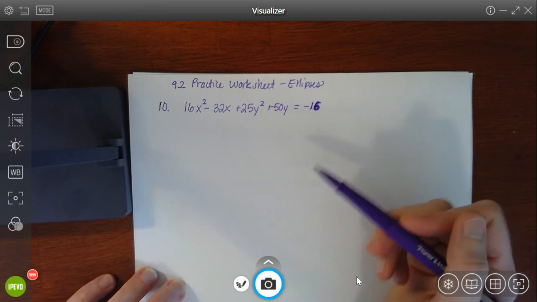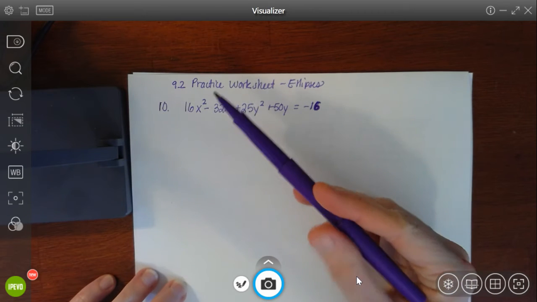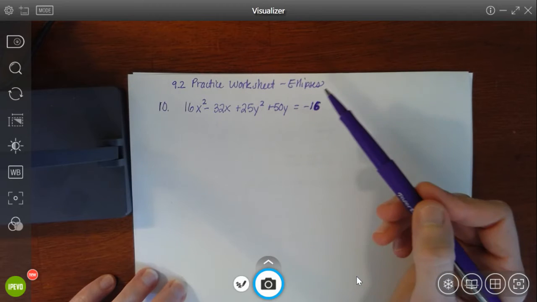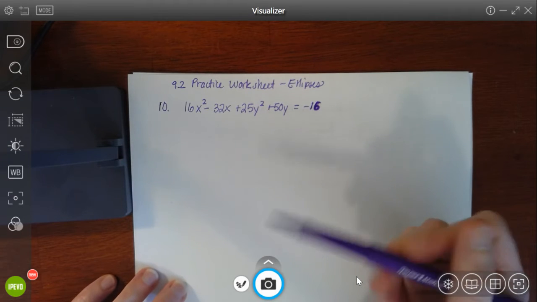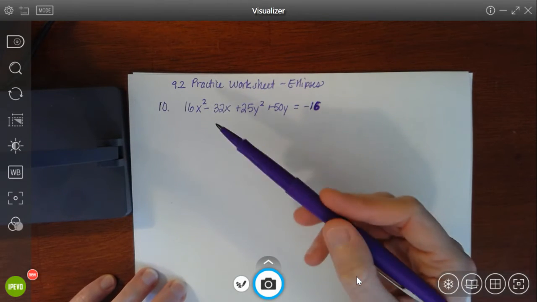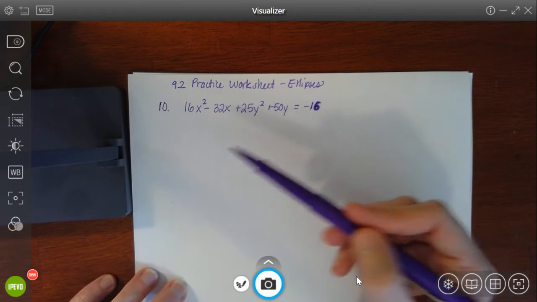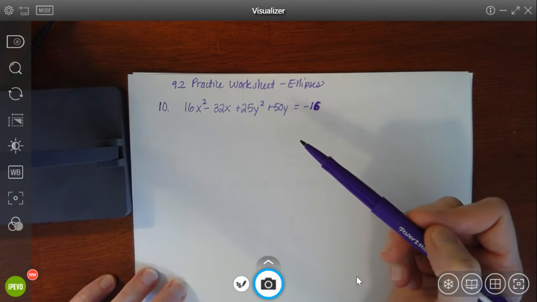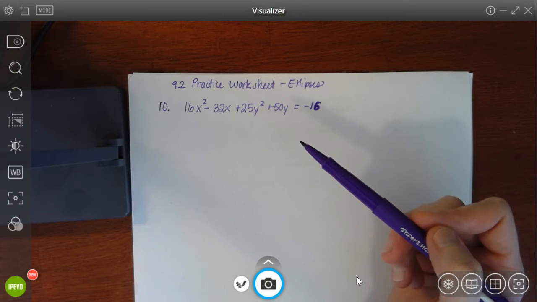Looking over the exit slips from yesterday's assignment, which was that 9.2 practice worksheet on ellipses, I noticed there were a couple questions. So I figured I would do problem number 10, and hopefully as I complete problem number 10, that will answer some of the questions you might have had.